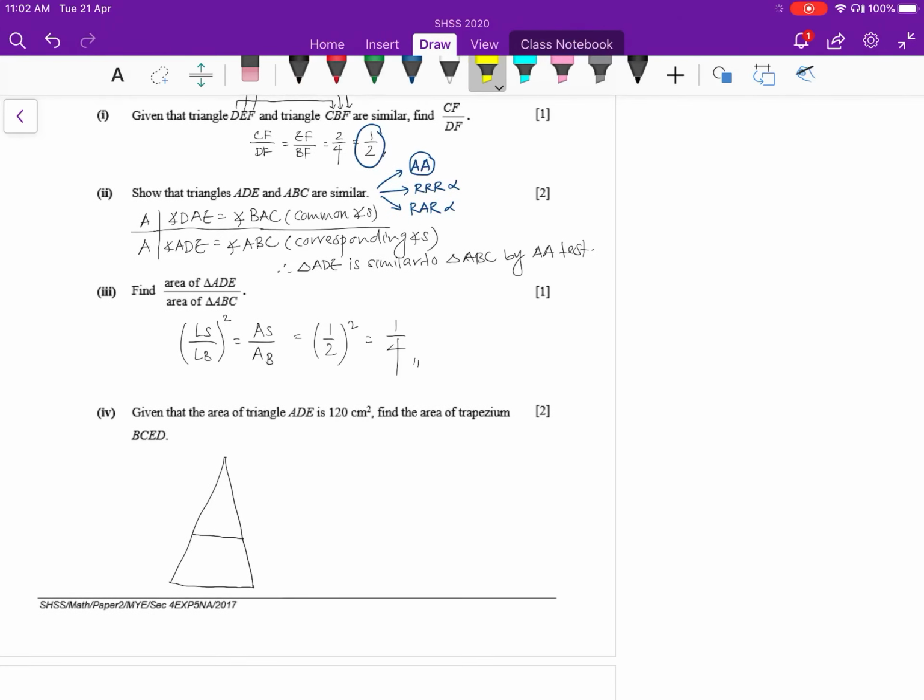This area of triangle is 1 unit. The area of the whole entire triangle is 4 units. So therefore, the area of the trapezium is 3 units. So if 1 unit is 120 cm square, 3 units is 120 times 3, which is 360 cm square.